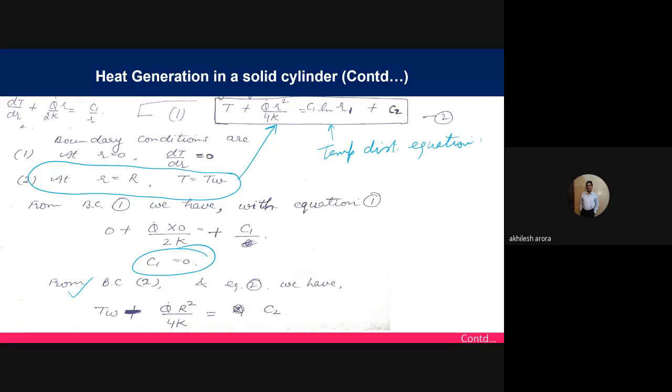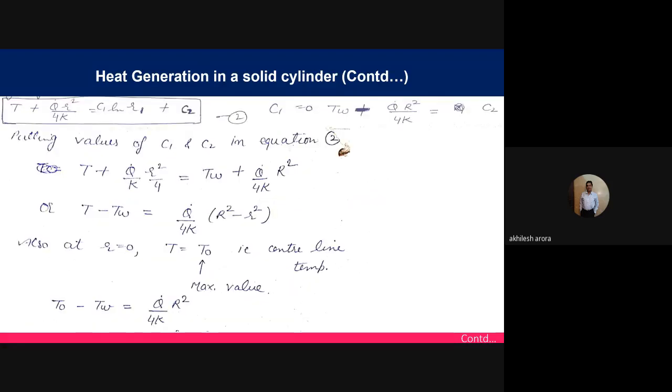Okay, so when we put the value of T as TW, you will get TW here plus q dot by 4. Now here in place of r square, we will get capital R square divided by 4k. C1 is already 0. So this term will be cancelled out because it's 0, and you are left with C2. So C2 is equal to TW plus q dot R square by 4k, and C1 you know is already 0. And now we can put the value of C1 and C2 in this particular equation.